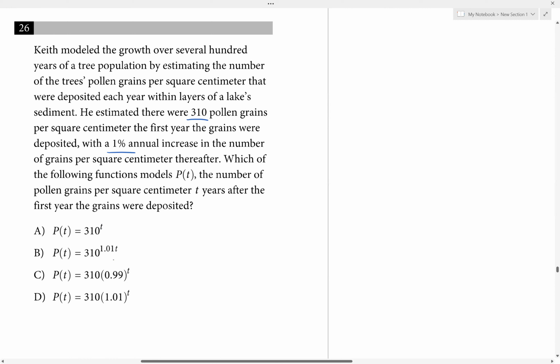Okay, so for an exponential model, we know the general form that we can use is y equals a times b to the x power. That's the general structure of the exponential model. And the a value is always going to be the initial amount, the number that we started with. So in this question, the number should be 310, right? That's the number that we have in the very first year. So that should be 310 in front.